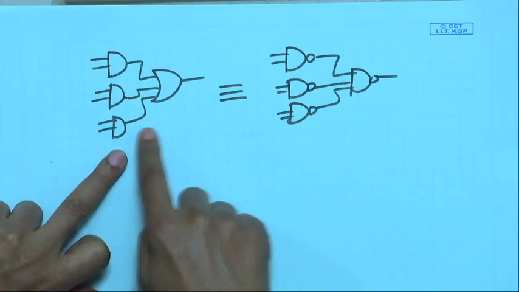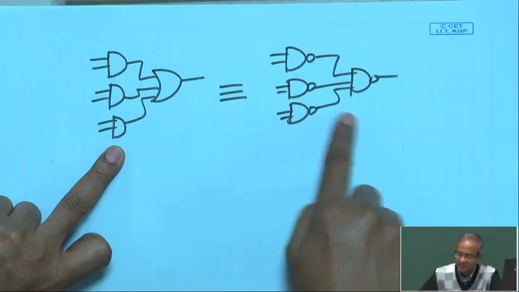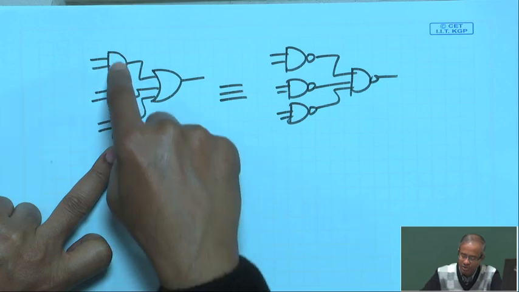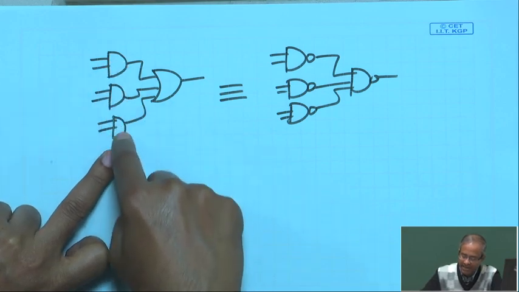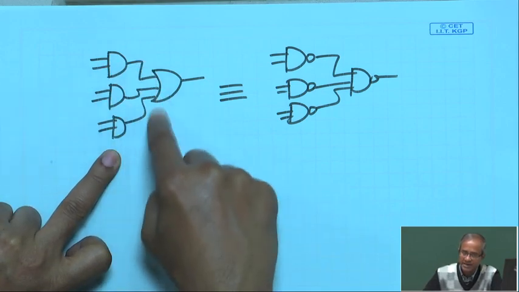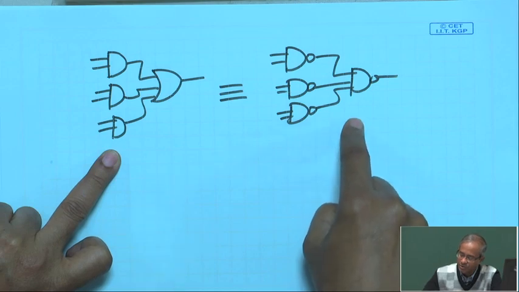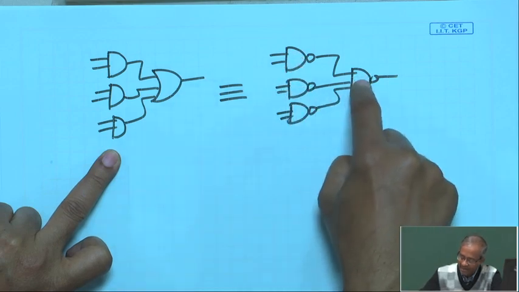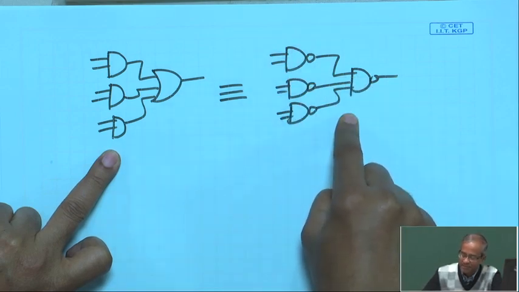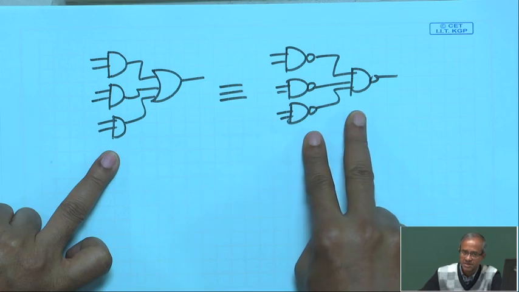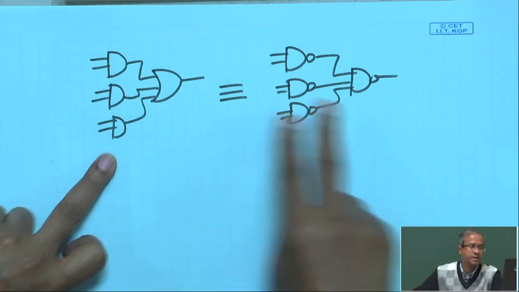These are examples of structural descriptions. Here I have shown there are 3 AND gates and 1 OR gate, they are interconnected together. Here I have shown 4 NAND gates interconnected together. These are examples of structural descriptions.